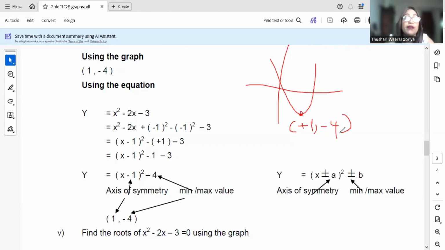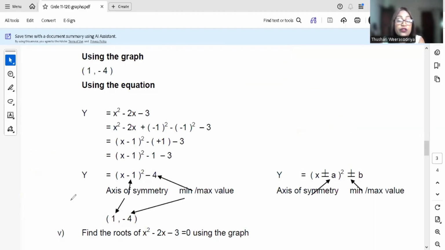Now we have already found the minimum value. By using the equation, how do you find the minimum value and the axis of symmetry? So the minimum value is -4, axis of symmetry 1. From using this, you can get the coordinates of the turning point.